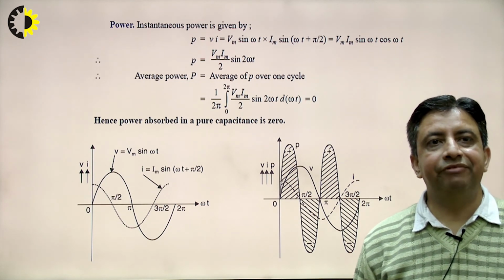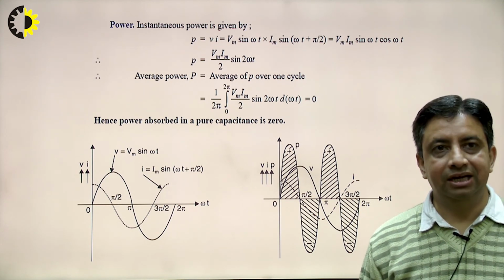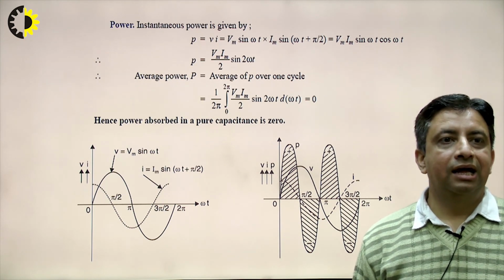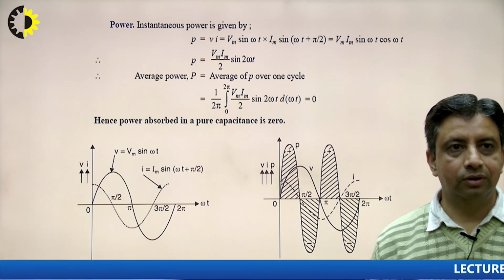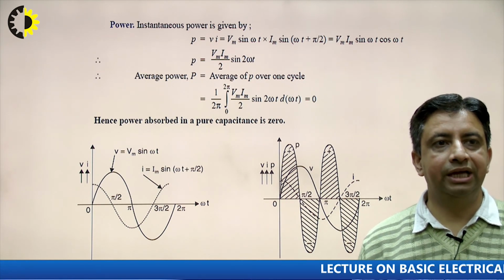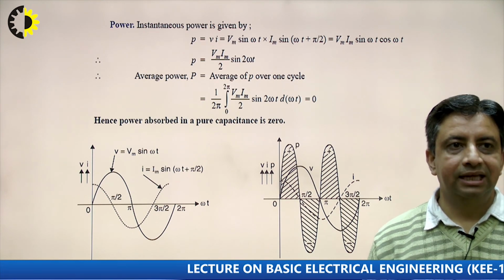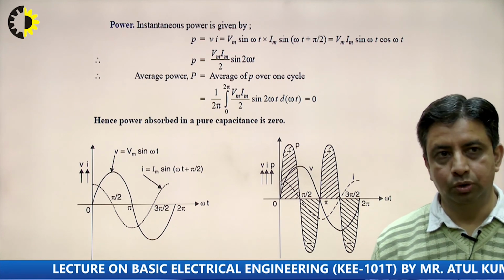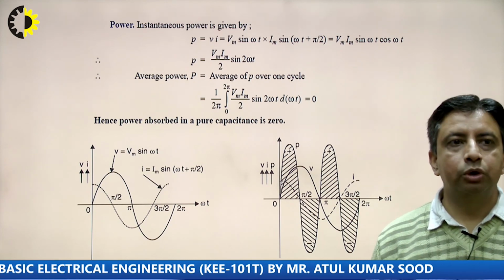That means we can conclude that the power absorbed in a purely capacitive circuit is again equal to 0. Now, this can be verified using the waveform also. In the first figure you can see the current is leading the voltage by an angle of pi by 2. If we consider the first quarter cycle, from 0 to pi by 2, and take the product of voltage and current, both are positive.